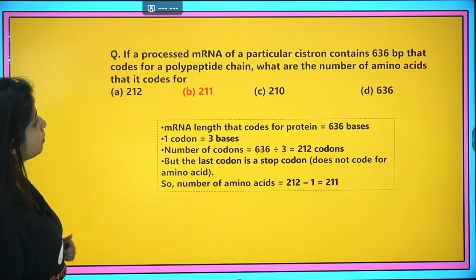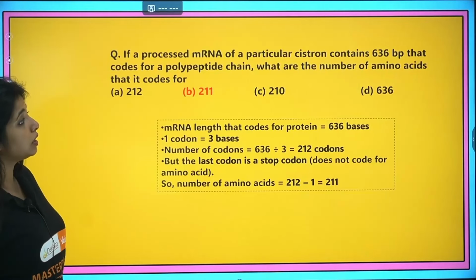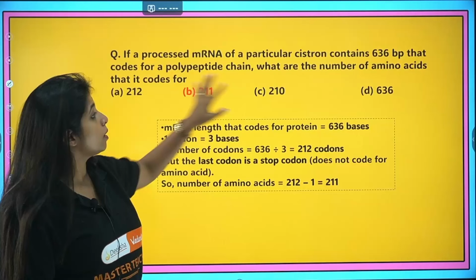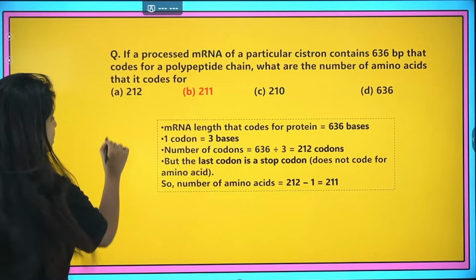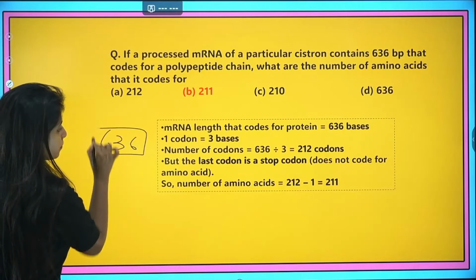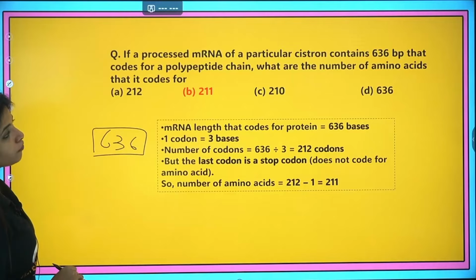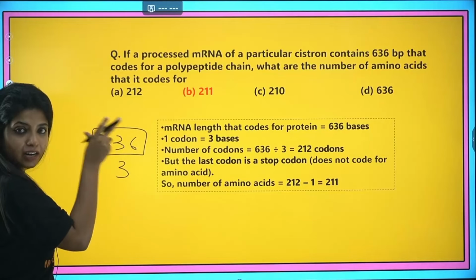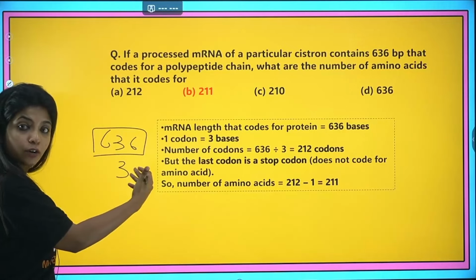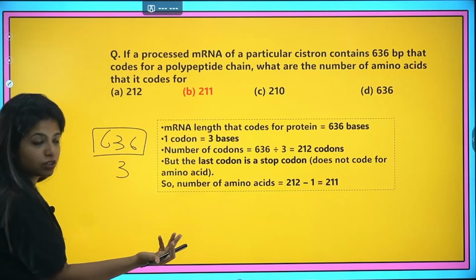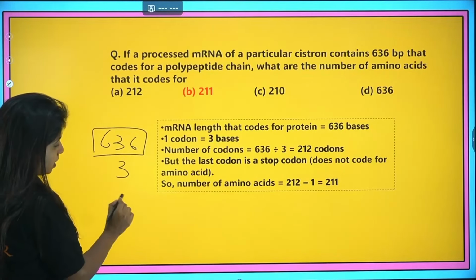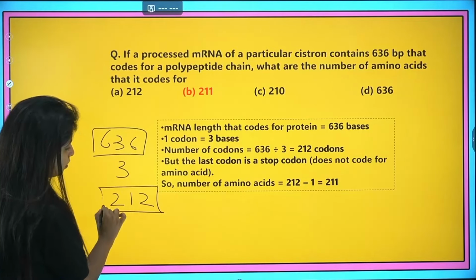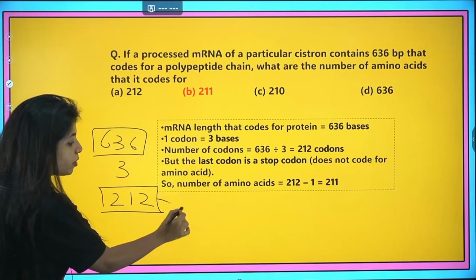Now going ahead to the next type of question: if a processed mRNA of a particular cistron contains 636 base pairs that code for a polypeptide chain, what is the number of amino acids that it codes for? So 636 bases are there, and you have to find the number of amino acids. So 636 divided by 3, because the base pairs arrange into codons. If we get to know how many codons, we can get to know how many amino acids as well. So 636 divided by 3 gives me 212.